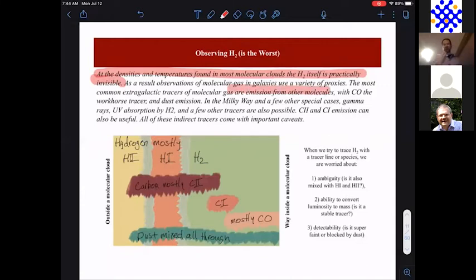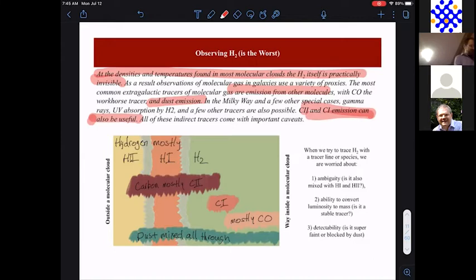So the most common tracers of molecular gas in other galaxies are emission from a wide variety of molecules, although I think we will hear a bunch of really neat results also using the C+ line as we move through this school. So at low redshift, CO emission ends up being the workhorse tracer. I'll talk about this in the next slide. But dust emission also plays a very prominent role. In the Milky Way and in a few other places, you can use potentially very powerful, but also harder to deploy techniques like gamma rays or UV absorption. And then increasingly, C1 and C+ emission can also be extremely useful to trace out the location of molecular gas.